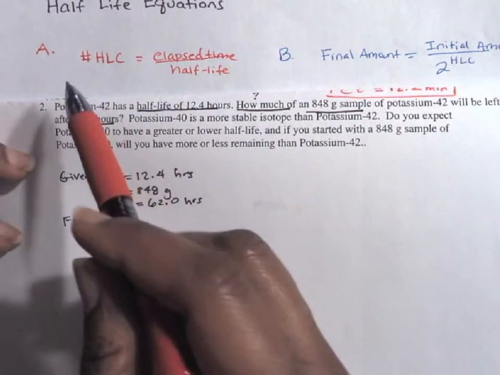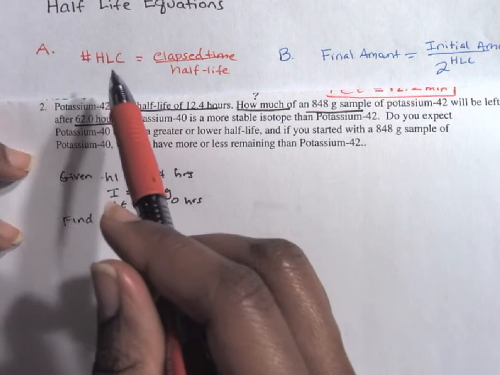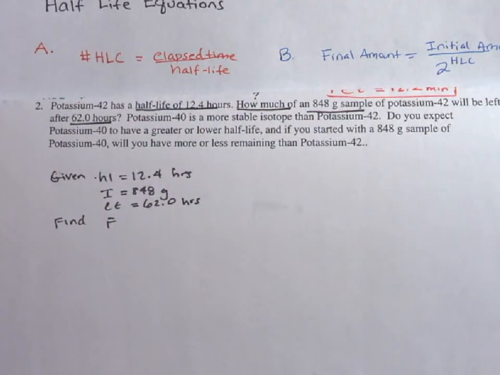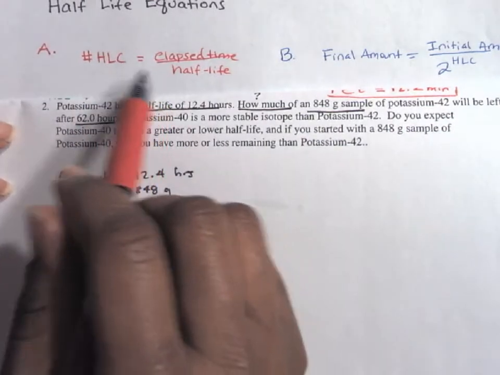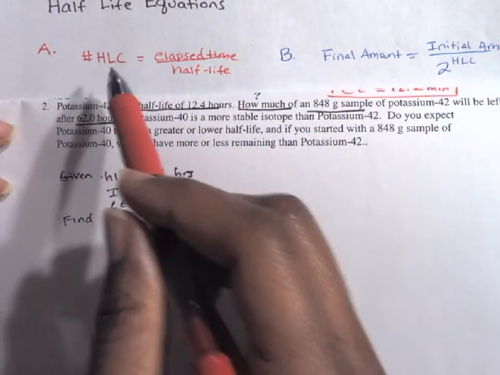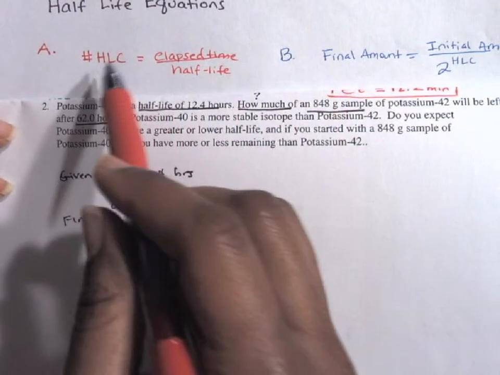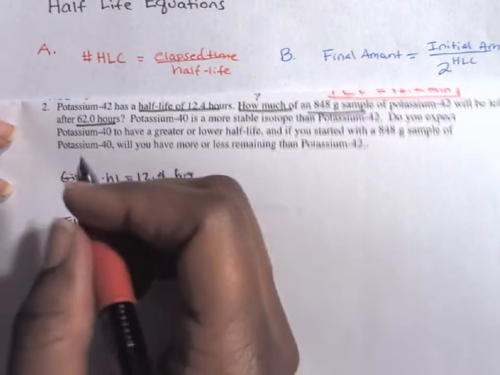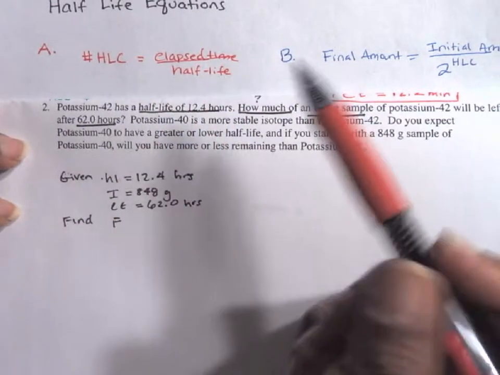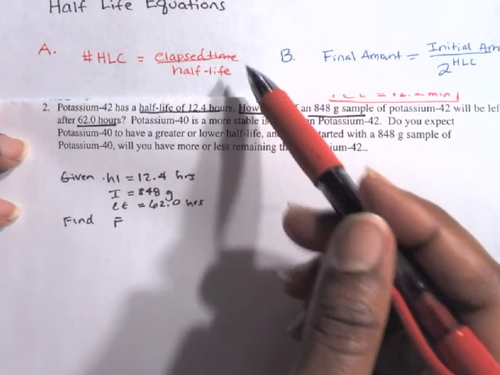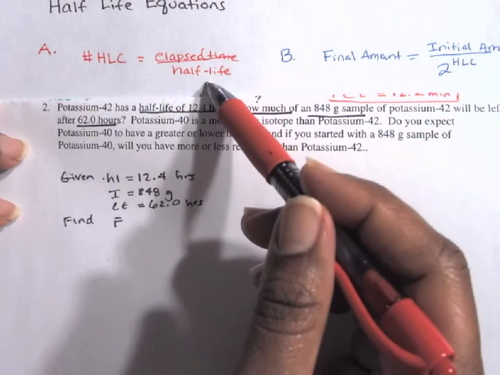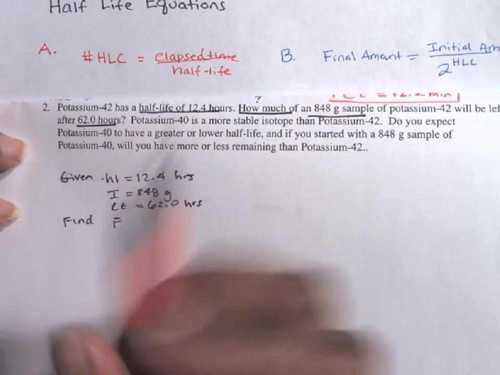Now, whatever equation you use first, you are going to use that equation to solve for your half-life cycle. So that's always the first step, whether it's A or B. In this case, we're going to start with equation A. So I'm going to plug in my elapsed time, the 62 hours, and my half-life, the 12.4 hours, and I'm going to solve for my half-life cycle.